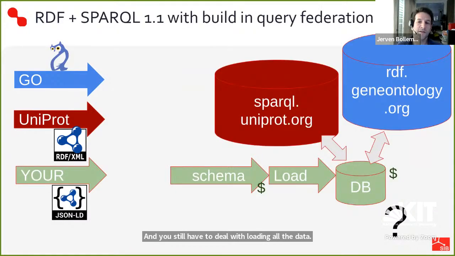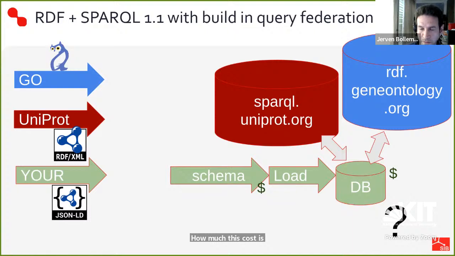Of course, since 2014, we have SPARQL 1.1, and we have built-in query federation. And now, for a researcher, they only need to pay for their own data, their own schema, and their own SPARQL endpoint. And then they combine it on the fly with as many SPARQL endpoints as they want. And on the economic side of how much this costs, it is a humongous reduction for the average small PhD student.